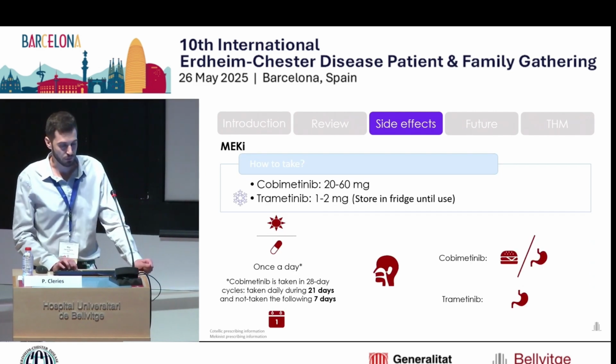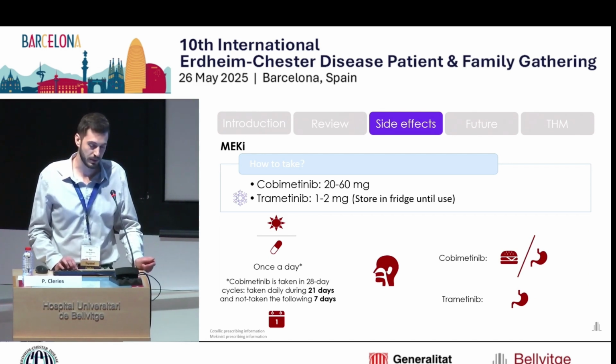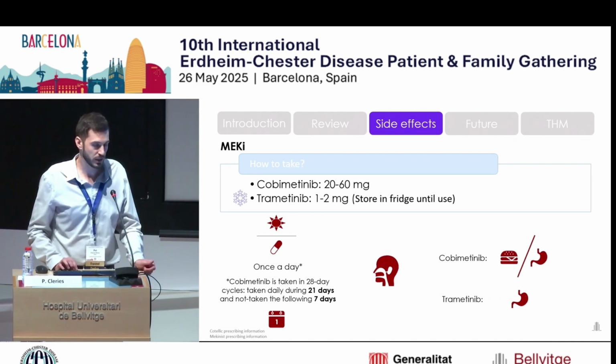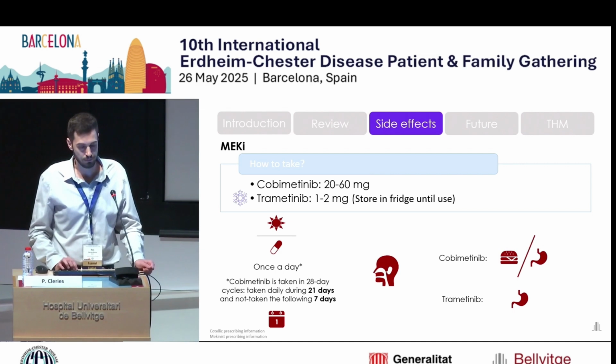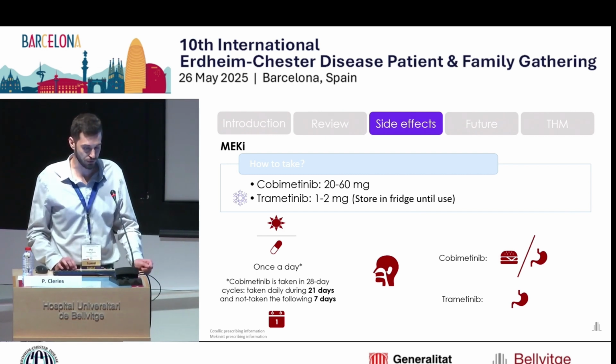Moving up to the next group of medications, the MEK inhibitors. Again, we've got two medications which are the most used, cobimetinib and trametinib. You have as well a dose range, because we also start with a lower dose and then move up. Please be careful, because trametinib is to be stored in the fridge until the first use.